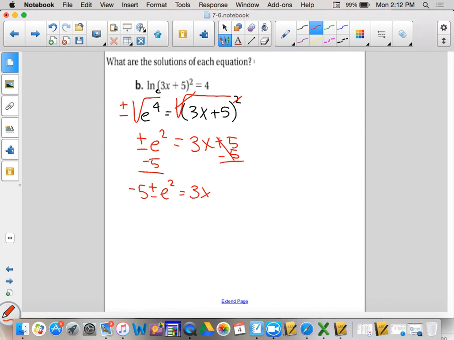Is x by itself yet? So what am I going to do? Divide by 3. So I get negative 5 plus or minus e squared, divided by 3, equals x. So I need to know what negative 5 plus e squared divided by 3 is, and then I need to know what negative 5 minus e squared divided by 3 is. So what's the plus one give me? So 0.80 on the top one. And what does the minus one give me?